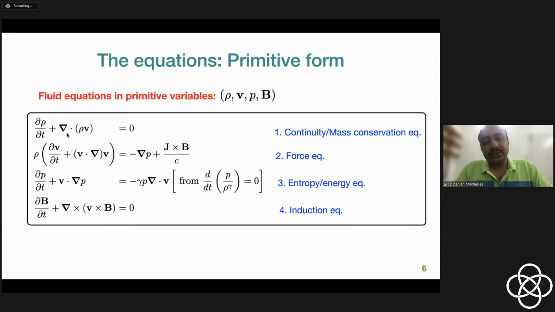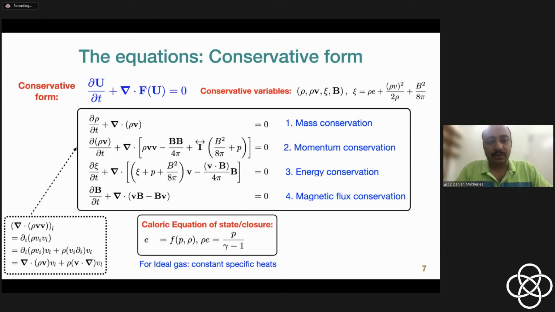The equations written in this form are called the primitive equations, where you express the evolution of quantities such as the density, the velocity, pressure, and the magnetic field. But we can recast the equations in a form that is easier to implement numerically, and that is called the conservative form. We transform the variables from density, velocity, pressure to density, momentum, and energy. And this is how it looks.